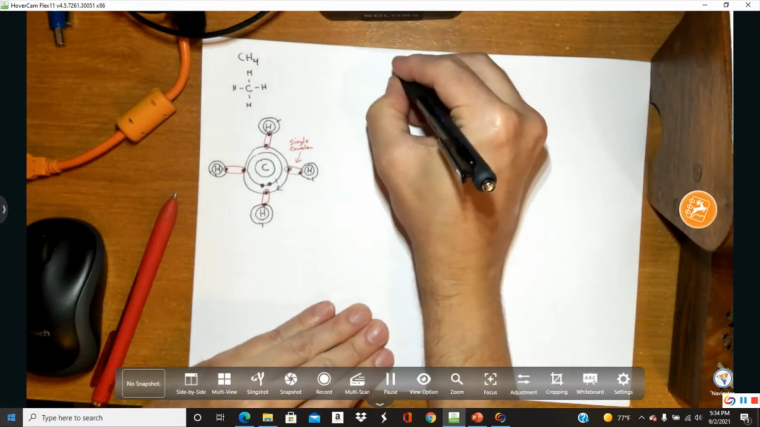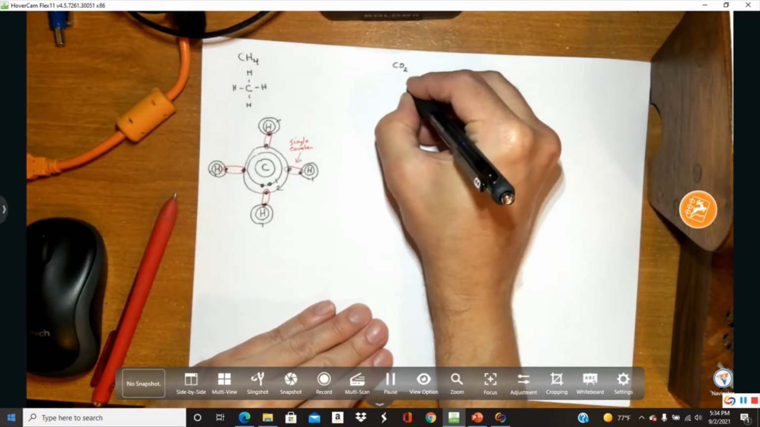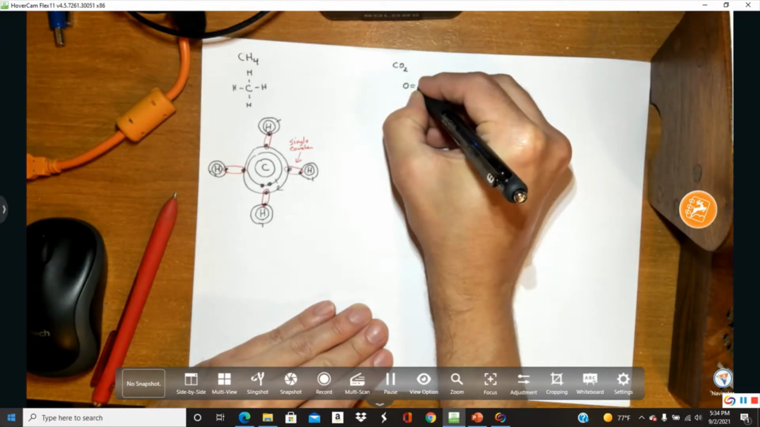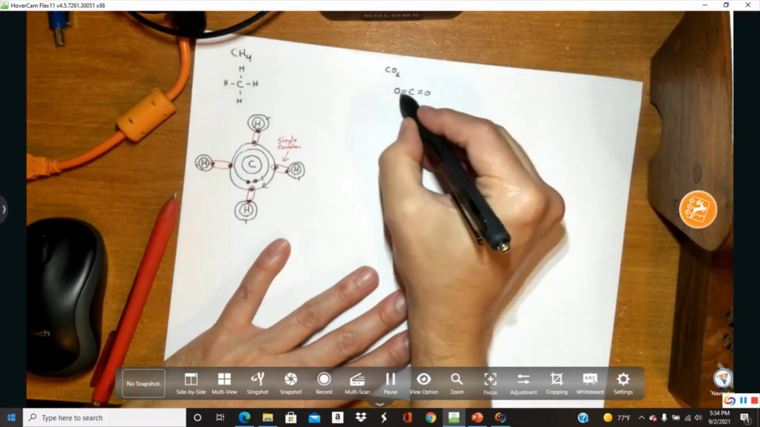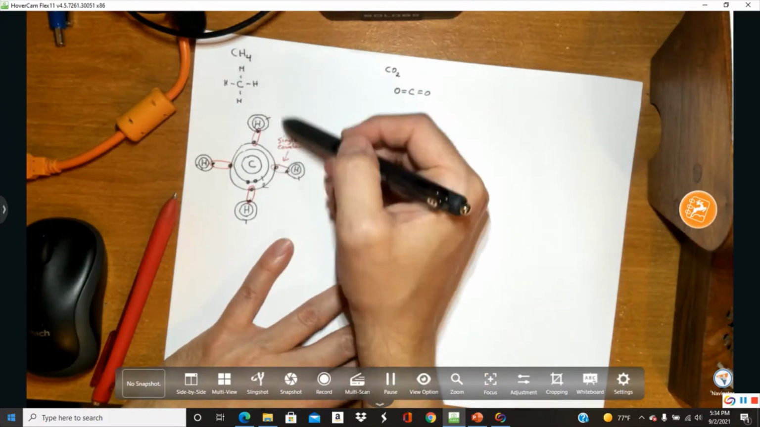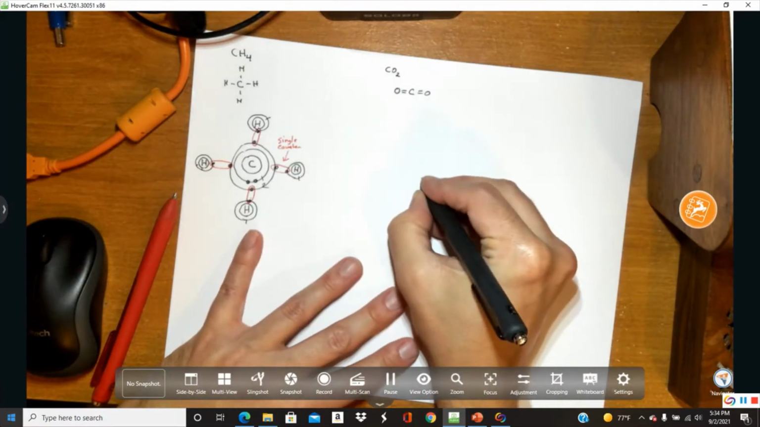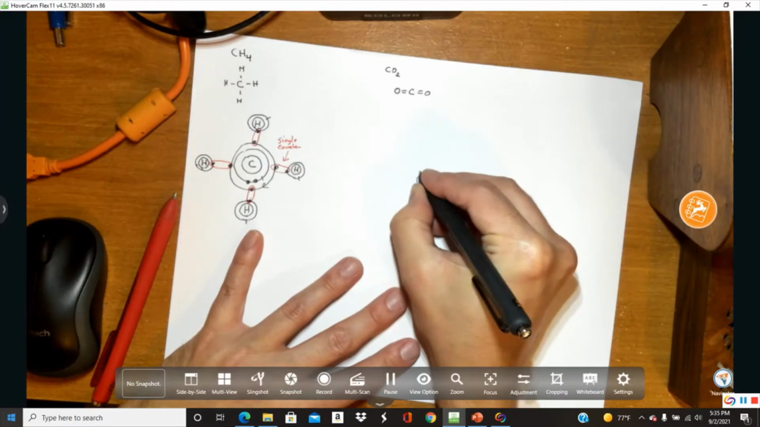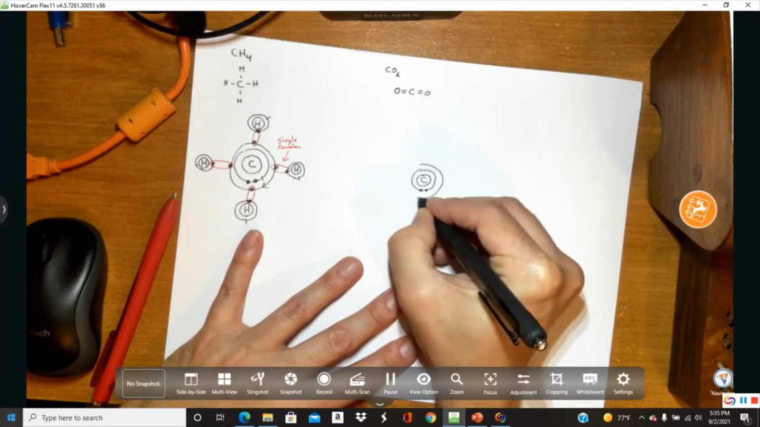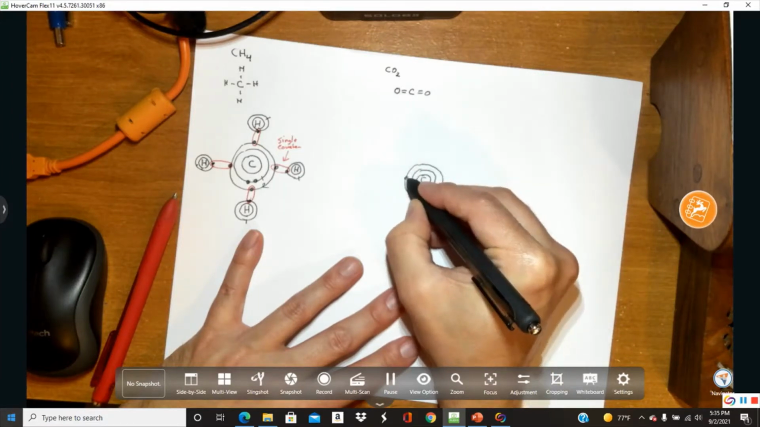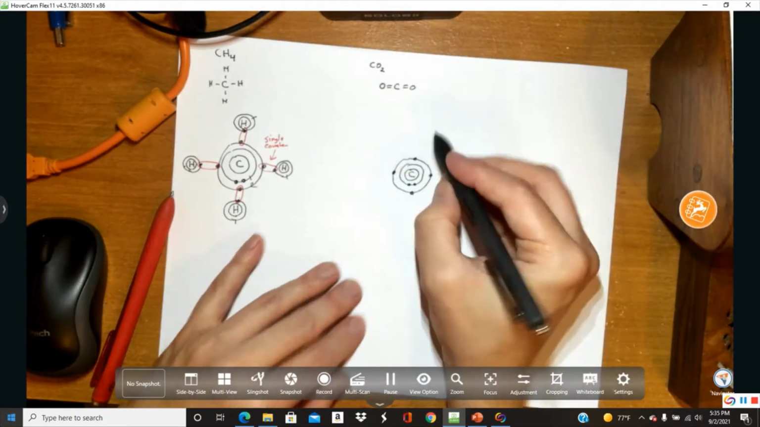Now let's say I want to make carbon dioxide, which is going to look a little like this: carbon double bonded to two oxygens. This dash is representing a double bond. Now, what I want to show you here, let's again draw carbon, and carbon here with its first and second shell. Now, oxygen number 8, we've got to put it over here.